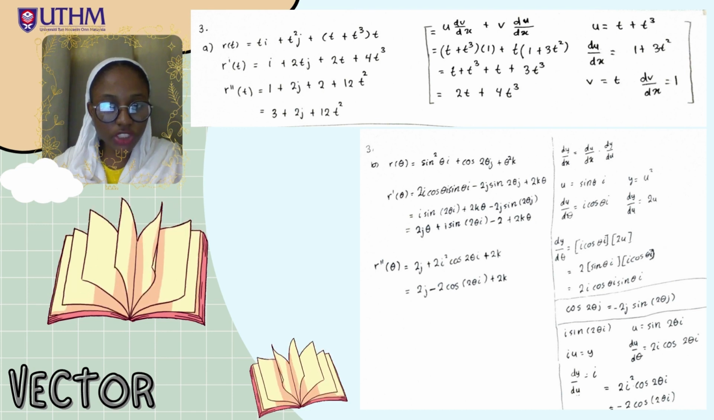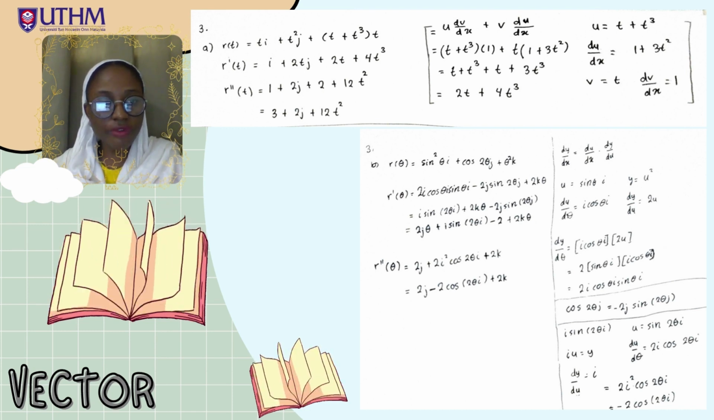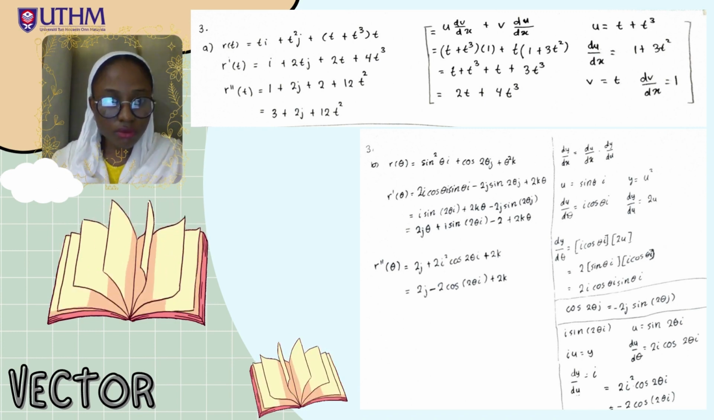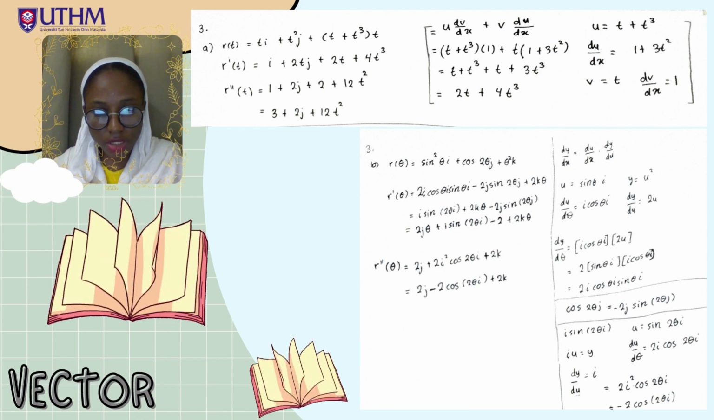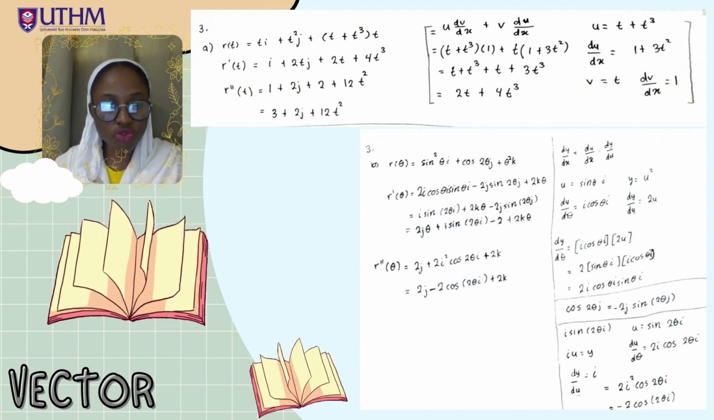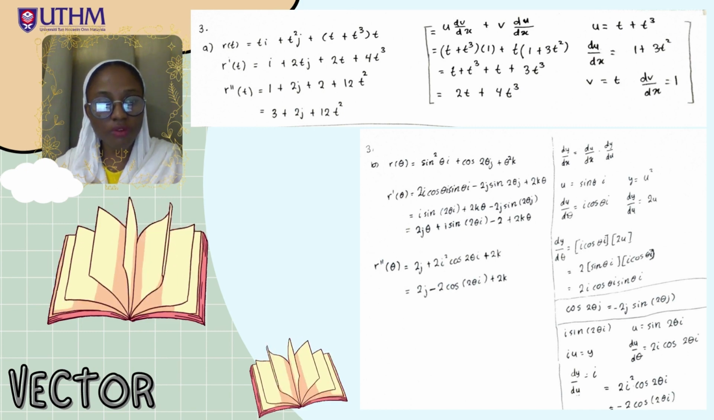As for the second differentiation, we just did a straightforward differentiation here using the power rule, where we got the answer 3 plus 2j plus 12t squared. At first we get 1, differentiation of i is 1, plus 2j plus 2 plus 12t squared, and then after simplifying it we get 3 plus 2j plus 12t squared.